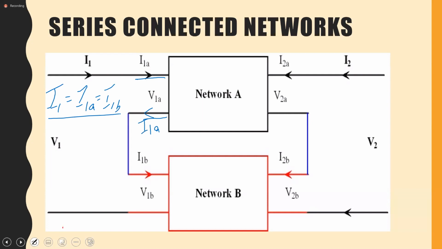The same thing is true on port 2. I2 enters network A. I2A would be the current leaving network A. And it is the same current that leaves network A that is entering network B. And so A and B are in series.